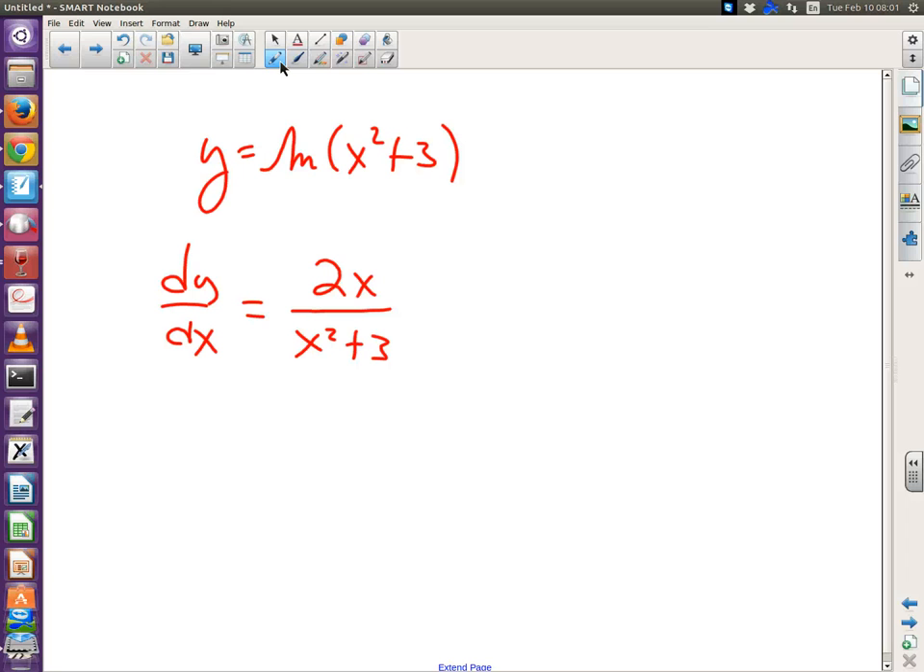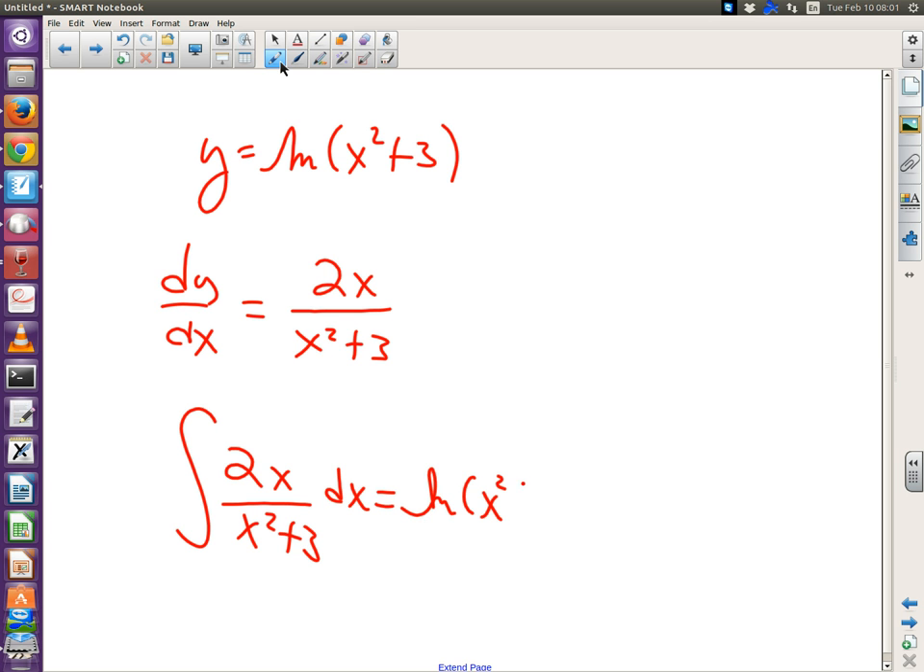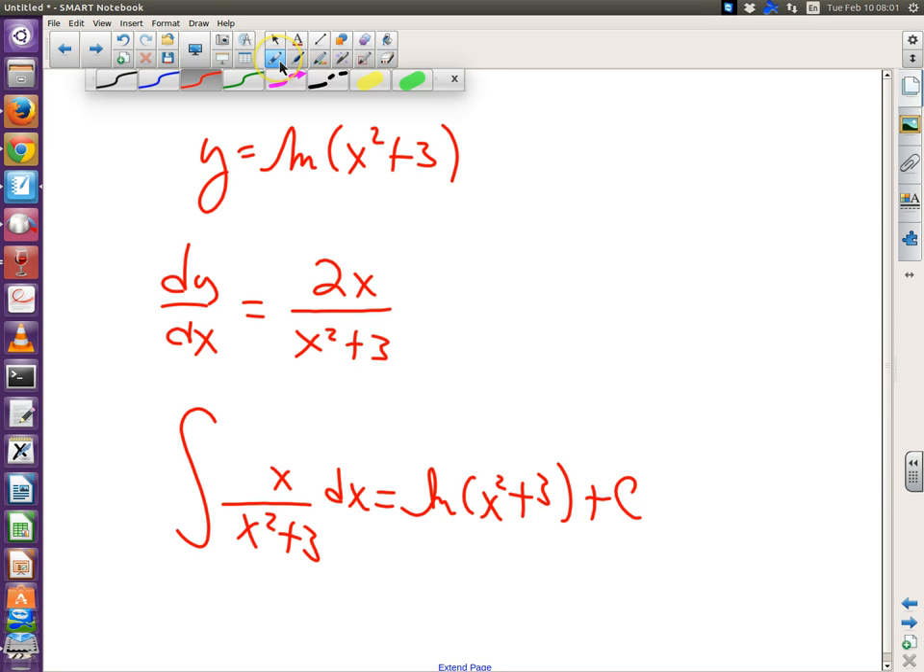Which means that you could integrate stuff like this very easily. And if you don't realize that, you can always do a u sub to figure it out. This commonly happens, yes? Things like this. 1 over u du, that fun stuff, right?